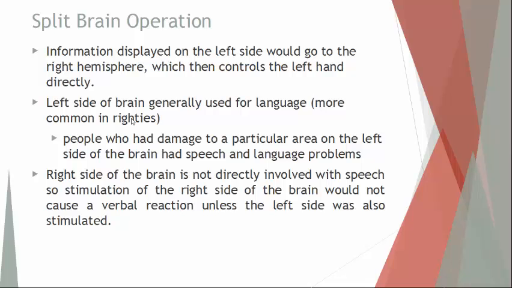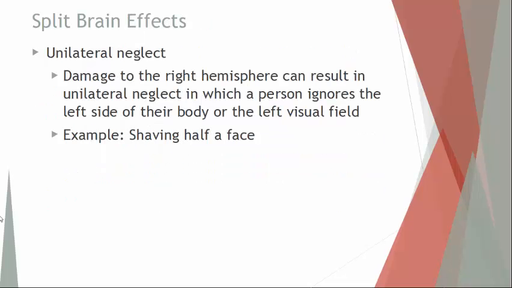Okay, next we'll move on to some effects of the split brain operation. And one of those is called unilateral neglect. And this is because the damage to the right hemisphere can result in what's called unilateral neglect in a person. And this is because damage to the right hemisphere of the brain will impact the person's ability to recognize or even see the left-hand side of their body. This is called unilateral neglect. Unilateral, one side. So an example of this would be a man may shave the right-hand side of his face, but not his left-hand side of his face, because he just doesn't see that it's there.